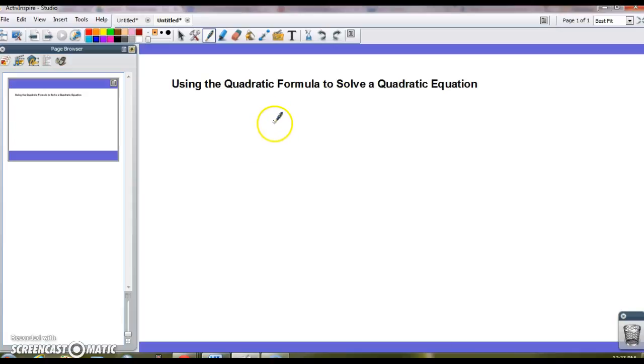Remember the general or standard form of a quadratic equation is ax squared plus bx plus c equals 0. So a is our term in front of x squared, b is our term in front of x, and c is our constant term. And here is the formula. This is something that you're going to want to make sure that you know because it will come up in this class and beyond.